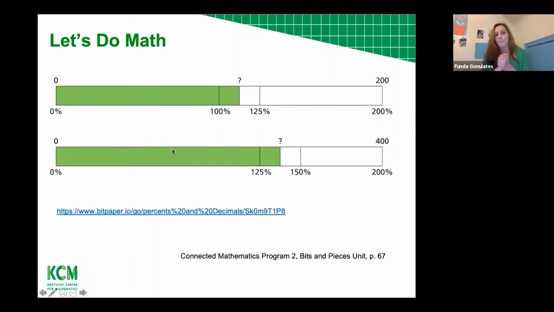Okay, now another math question. Again, I have my tape bar diagrams, but this question is slightly different from the other question. What is different in this question?